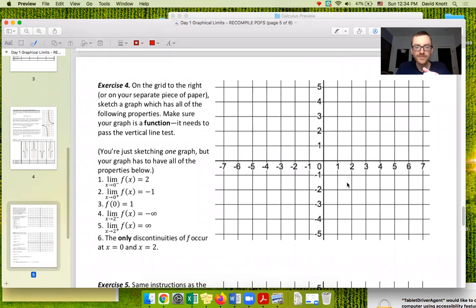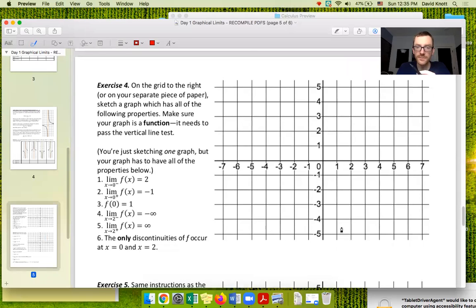Now, I want to go over exercise 4. This is a tough one. We're asking you to sketch a graph of one function, a single function, which simultaneously has all of these properties, okay? And how are you supposed to handle something like this?